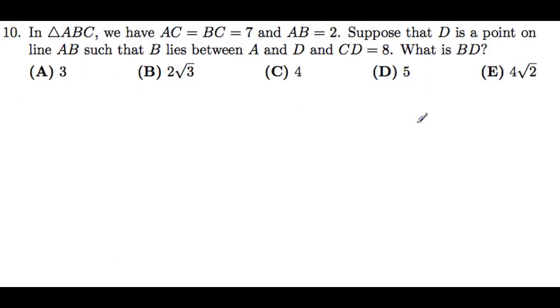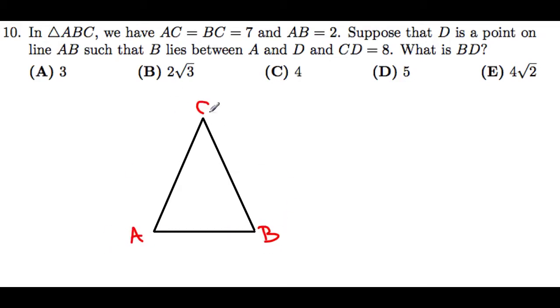Alright, let's look at number 10 together. So in a triangle, AC is equal to BC. So it seems like we are looking at an isosceles triangle. So each side is about 7. But AB is equal to 2 right over here. Suppose that D is a point. So if I were to write this down, A, B, C, and 7, 7, 2.